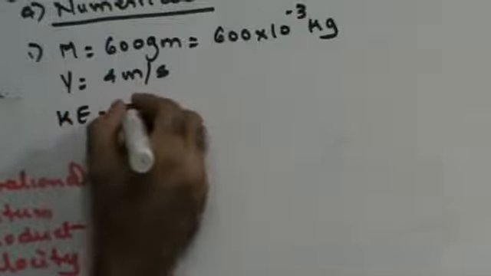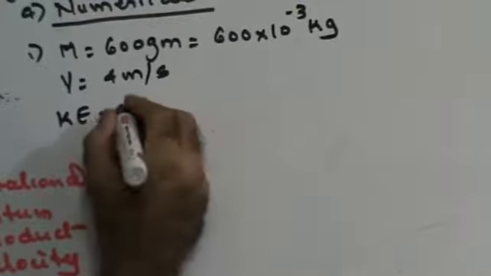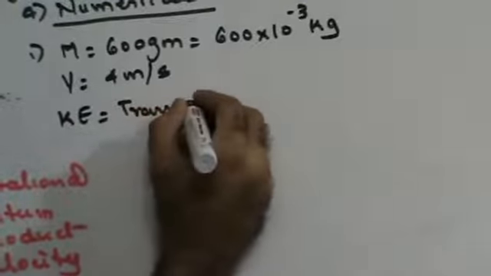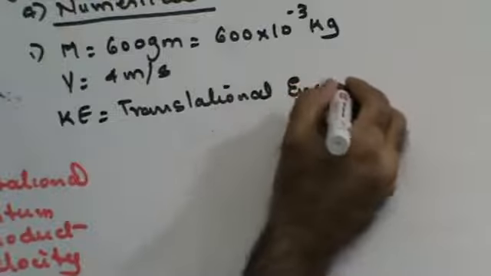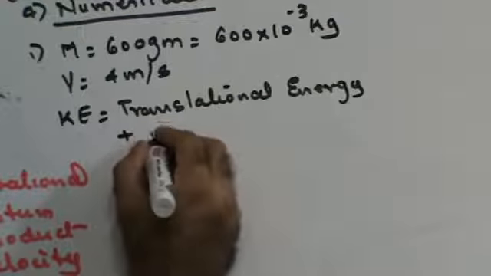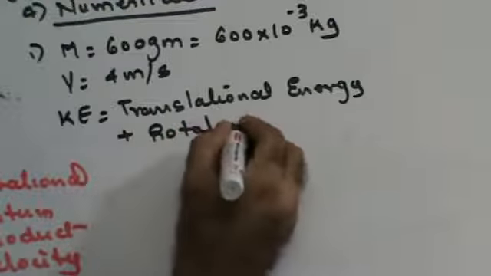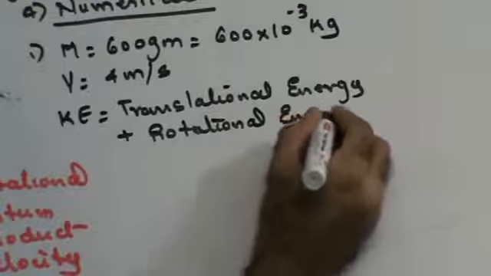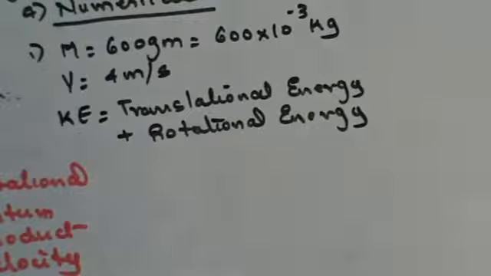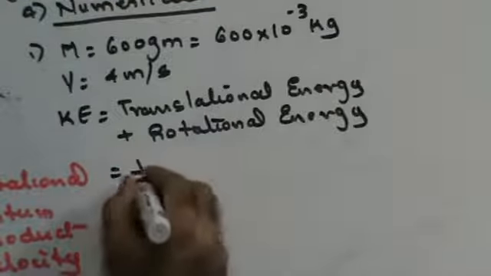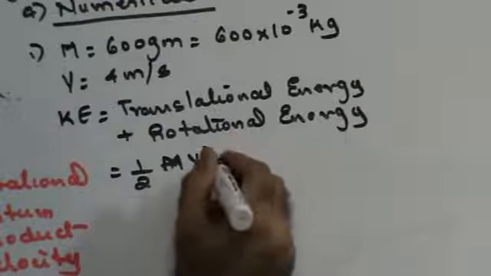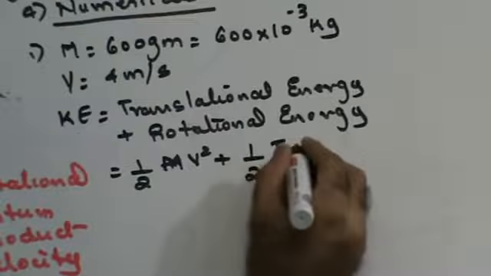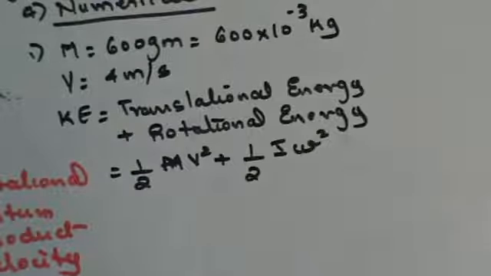Now, kinetic energy for a rolling body is nothing but translational energy plus rotational kinetic energy. That's the total energy possessed by a rolling body. Translational energy is half mv square, plus rotational energy, which for a disk is half I omega square.